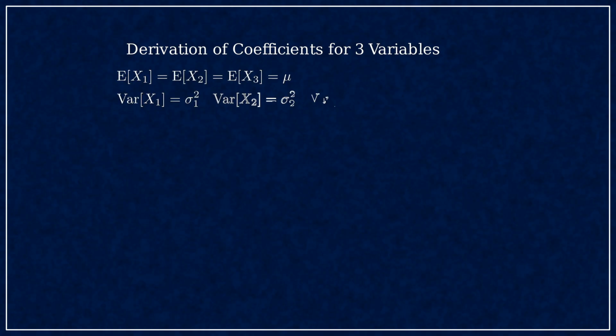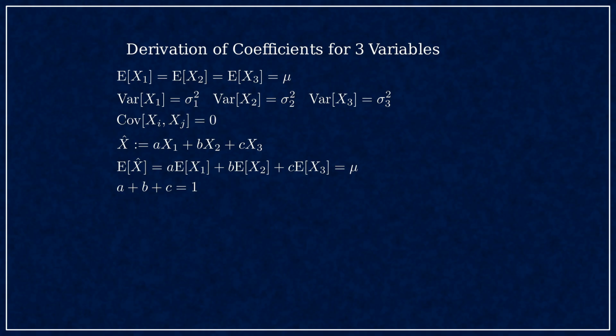We have 3 variables x1, x2, and x3. Their variances are sigma squared 1, 2, and 3, and they are independent from each other. Define our estimate as a times x1 plus b times x2 plus c times x3. To keep our estimate unbiased, we have the constraint that a plus b plus c must add up to 1. Take the variance of the expression and you get the a, b, and c squared coefficients. The covariance terms are 0 due to them being independent.